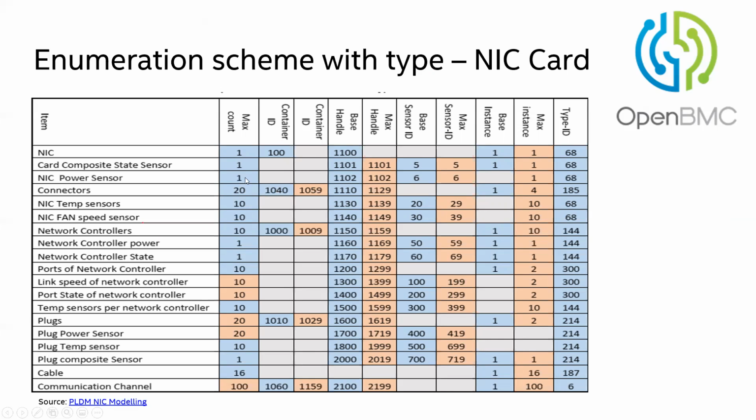If you want to exceed this one, it is still possible, but you need to change the container ID and your handle base accordingly, and then it will still work. But this enumeration scheme talks about that angle. As I said, we have a regular NIC temperature sensor from the system level point of view, and we also have temperature sensors per network controller, and there are 10 entries, right? Now all these entries will be able to point towards the network controller in the entity association.